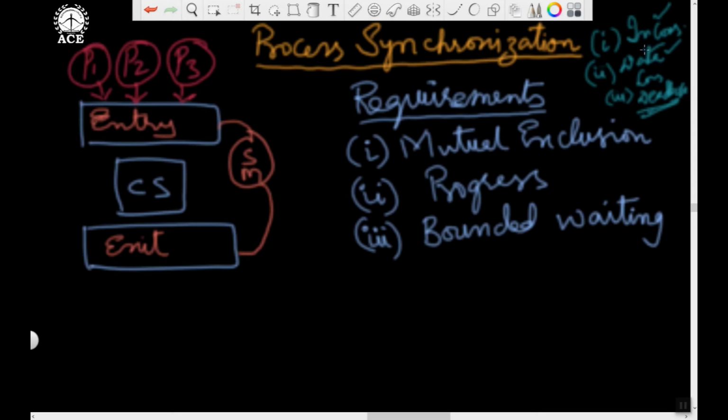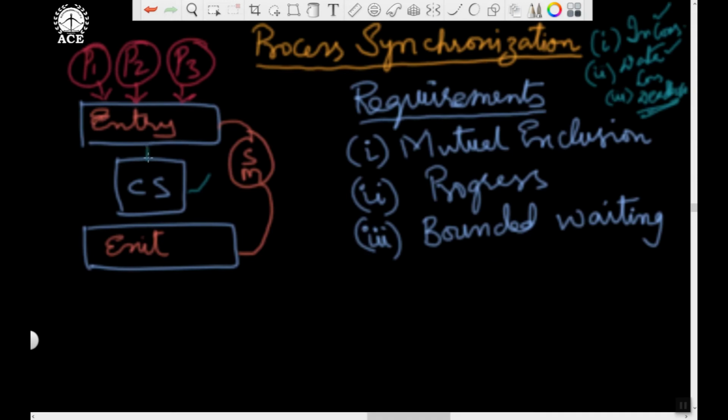Therefore, in this regard, we name this problem the critical section problem, CS, critical section. What is critical section? Critical section is that part of the program where shared resources are accessed. I have explained this in my previous slide. The non-critical section is that part of the program where we do not access shared resources, and the critical section is that part where we access shared resources.